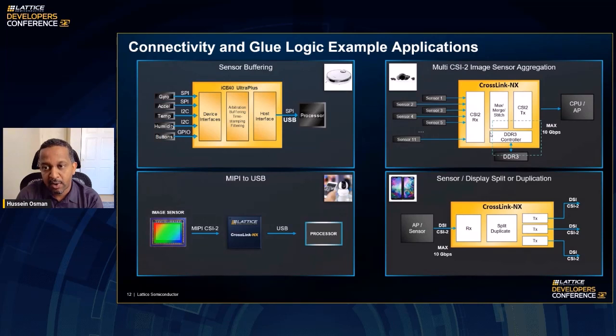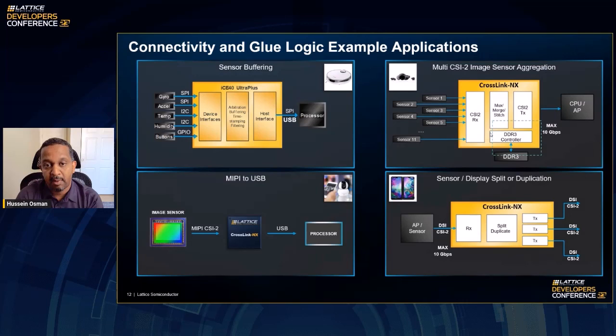On the top right corner is a MIPI aggregation example. In this example, it's an AR VR headset where there are multiple sensors. Some of them are world facing, some of them are user facing, and those sensors all need to go to the AP or CPU. And an FPGA like Crosslink NX has multiple CSI inputs. I think up to 10, 11 inputs are possible depending on the resolution and the frame rate. So all of this can be aggregated, mux switched over to the AP.